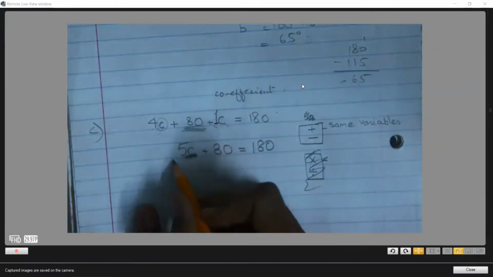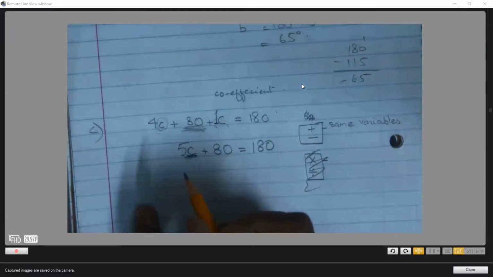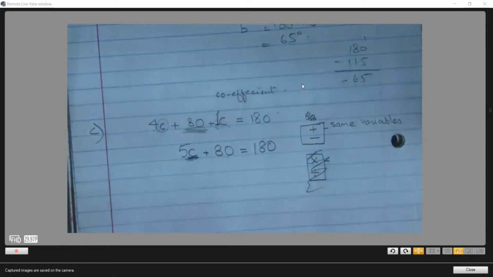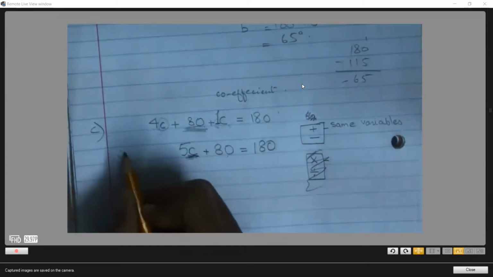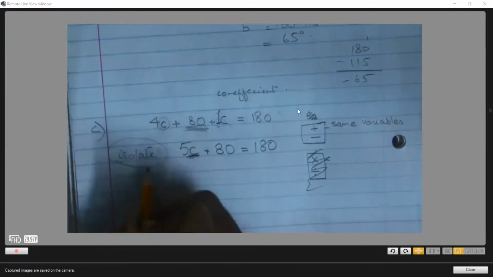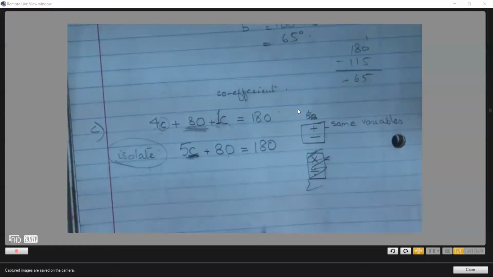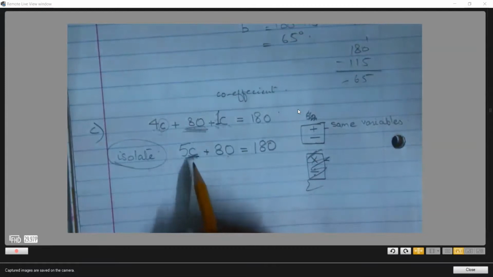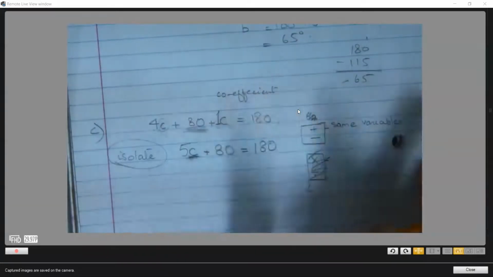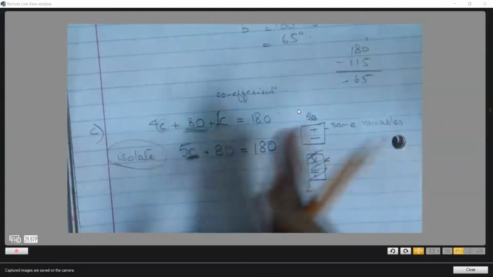Now, when you have a variable and you want to find its value, what you should do is isolate it. What does isolate mean? Beta, isolate means to make it alone, remove everything else.